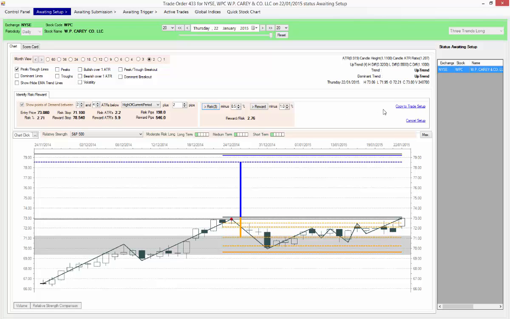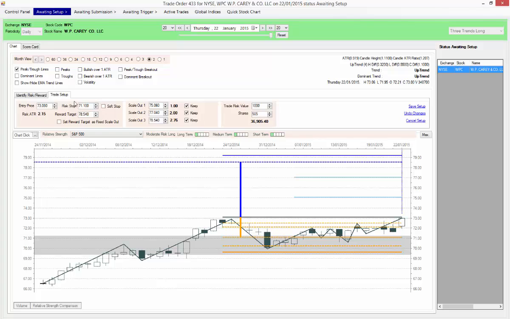I'm now going to look at what options I have, and the option here is copy to trade setup. So it will take this default setup here, progress it towards another tab, identify risk reward. A new tab has appeared called trade setup. Those numbers have now been transferred into this tab here.